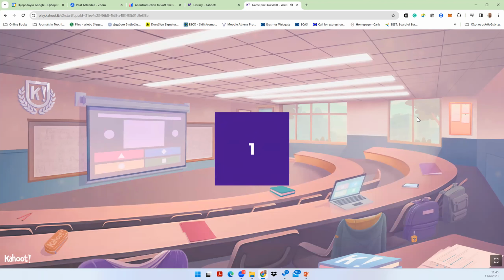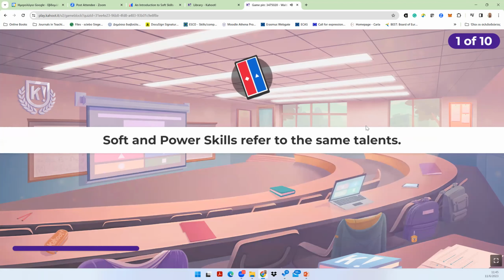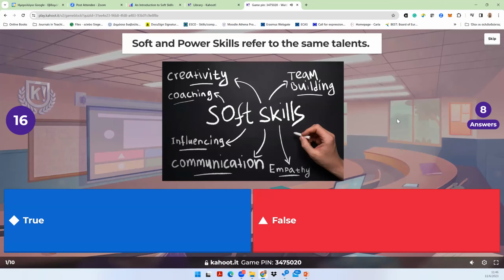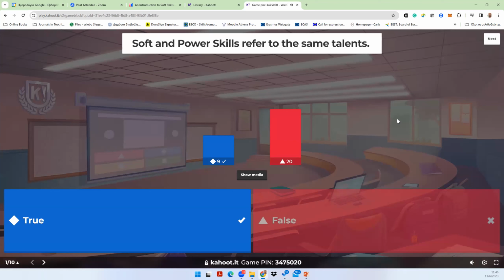Okay. As I told you, in Athena European University, we have prioritized the development of soft skills. True or false? Soft and power skills refer to the same talents. So soft and technical or hard skills refer to the same talent. Sometimes soft and power skills. I think the true is 9. Sometimes the soft skills are called life skills or power skills because they empower your employability. So, not an ideal start, which makes me think.